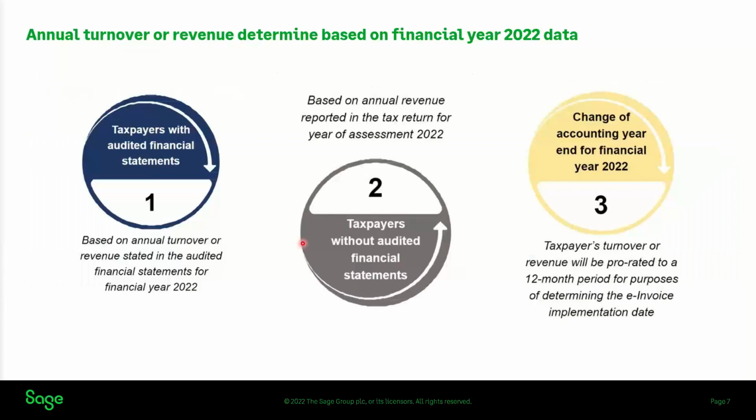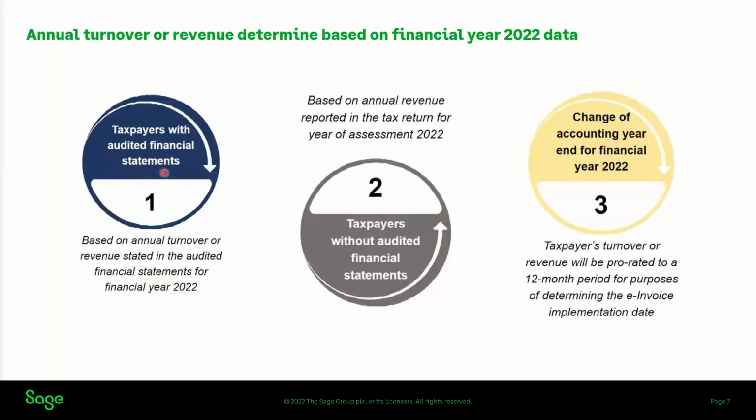Now, let's see how LHDN will assess your annual turnover. How will LHDN determine under which phase your company needs to start implementing e-invoice? This is the information that we get from them. Sage definitely doesn't know how they get this kind of information, so it belongs to them, and we just want to share it.